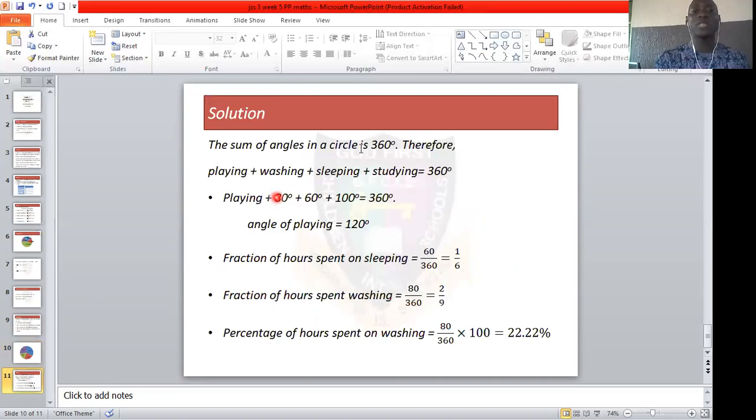The sum of all the angles in the circle is 360 degrees. Therefore, playing plus washing plus sleeping plus studying, that's everything he did on that Saturday, equals 360 degrees. Playing is what we don't know. We know 80 degrees is washing, 60 degrees is sleeping, 100 degrees is studying. Adding this together will give you 240. If you minus 240 from 360, you get 120 degrees. So the angle for playing is 120 degrees. Obviously, 120 is the biggest size, as the chart shows.